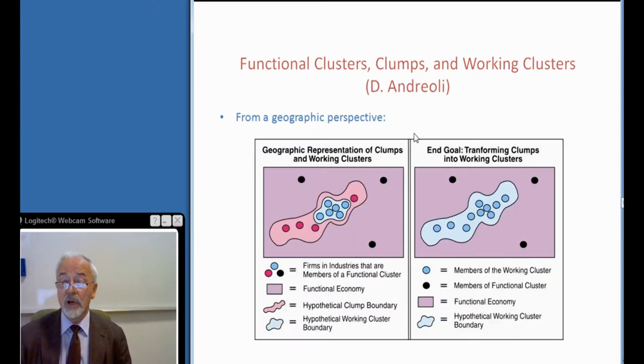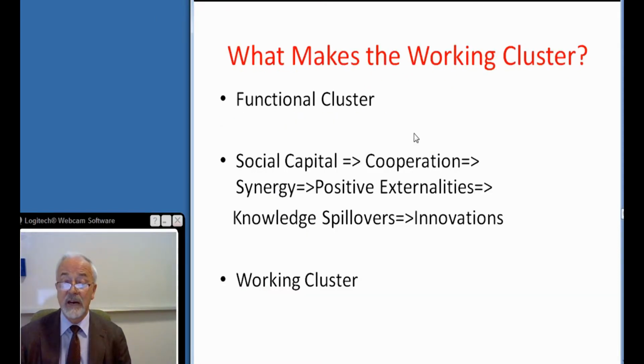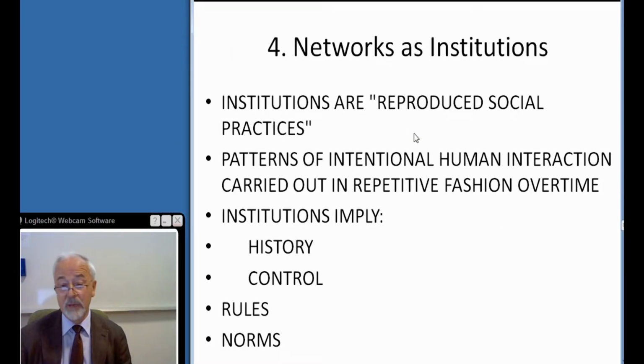I will come back to this, it is the graphic stuff. What is the facilitator of this movement from functional to working clusters? We believe that the major facilitator is the social capital built in the cluster, which helps to cooperate, builds the synergy, and facilitates the spillover of positive externalities, so knowledge spillovers and innovations. But I will talk more about that in my second lecture on social capital.